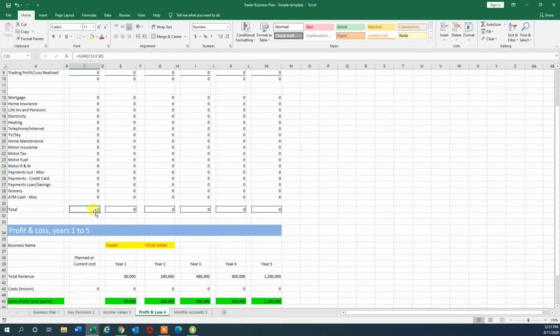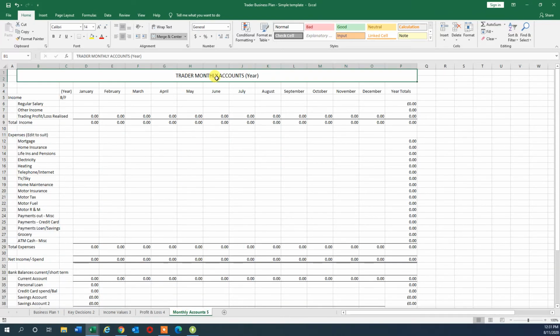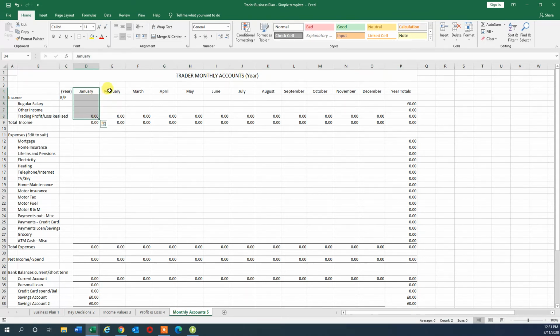And then you've all heard me talking about the drill down function and how drilling down in a chart, well, that came from my accounting experience, and we can drill down still further by saying, okay, a trader's monthly accounts, year, and then the month, January, February, and so on. You can have a budget, you could insert a column and put your actual next to it. You know what your regular salary is, you know if you have any other income, you can pop them in there, and then you'll be able to record what your trading profit and loss realized might be.